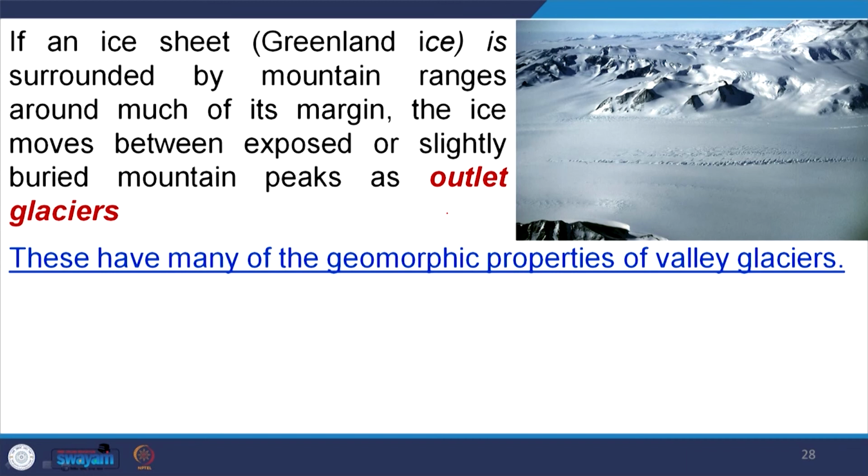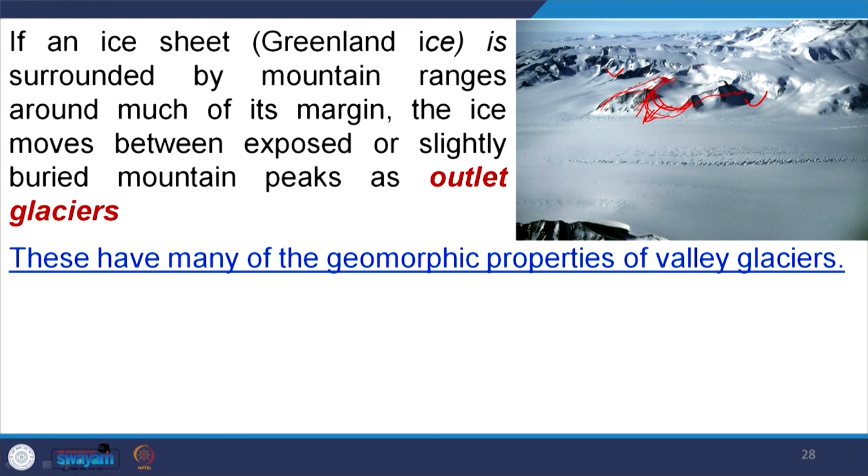If an ice sheet, suppose in Greenland, is surrounded by mountain ranges around much of its margin, the ice moves between exposed or slightly buried mountain peaks. These are called outlet glaciers, and they have many geomorphic properties similar to valley glaciers. Suppose an ice sheet is forming within this mountain system, and within the valleys there are differential movements, and the mountain peaks are not completely buried. Whatever the movement of the glacier is here, it is similar to the movement of a valley glacier, because locally this part of the glacier is behaving like a valley glacier.